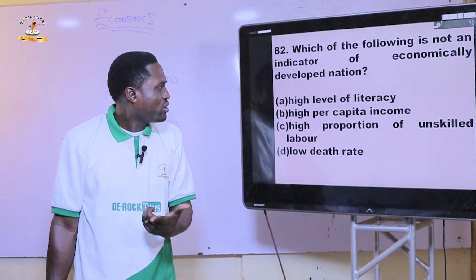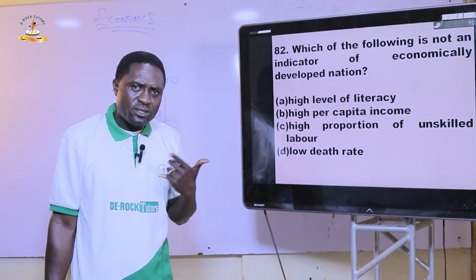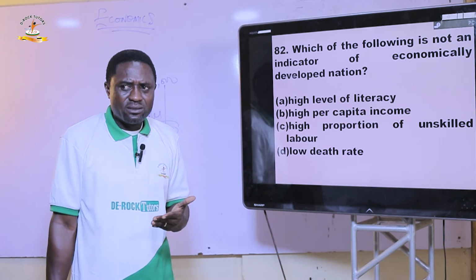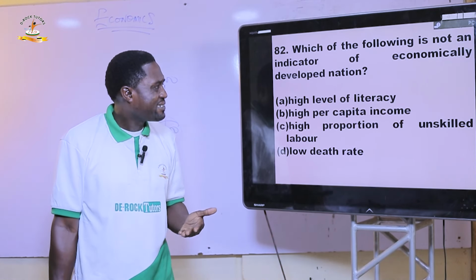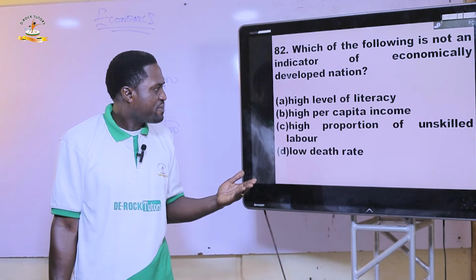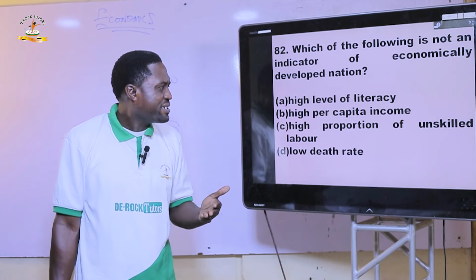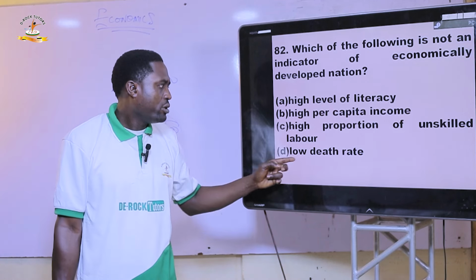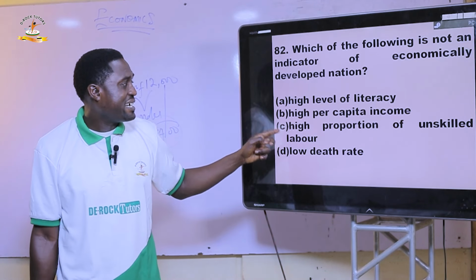Which one is not an indicator? High level of literacy is an indicator, because people will be learned. You understand? They can read and write. High level of literacy is part of it. High per capita income, it makes sense, it's positive. High proportion of unskilled labor, no. Low death rate, the perfect answer is C.